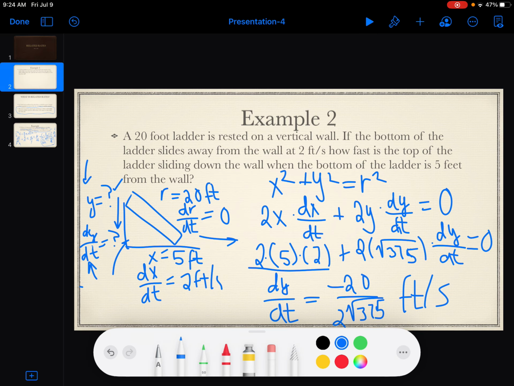Now, some of you guys might be thinking, well, why is it negative? Well, the ladder is moving in the negative direction. It's moving downwards. The top of the ladder is moving downwards. Therefore, we have a negative sign. The top of the ladder is moving negative 20 divided by 2 root 375 feet per second, because it's moving in the negative direction.